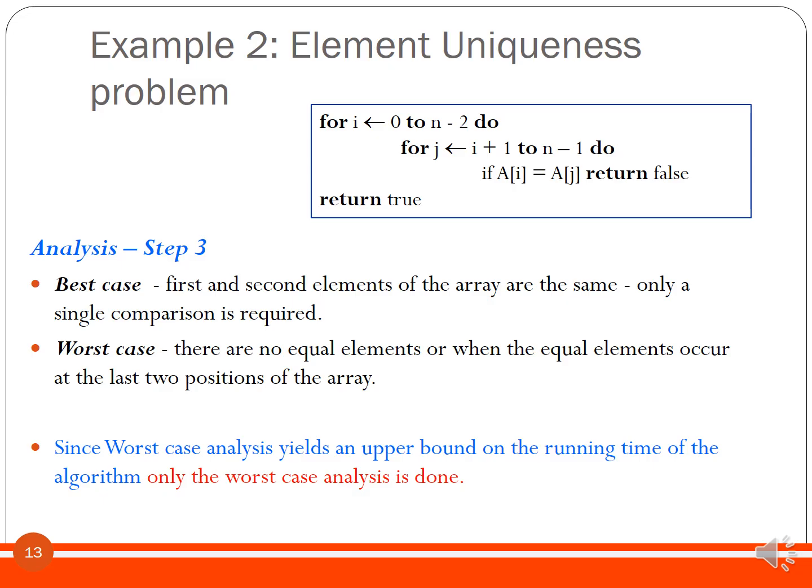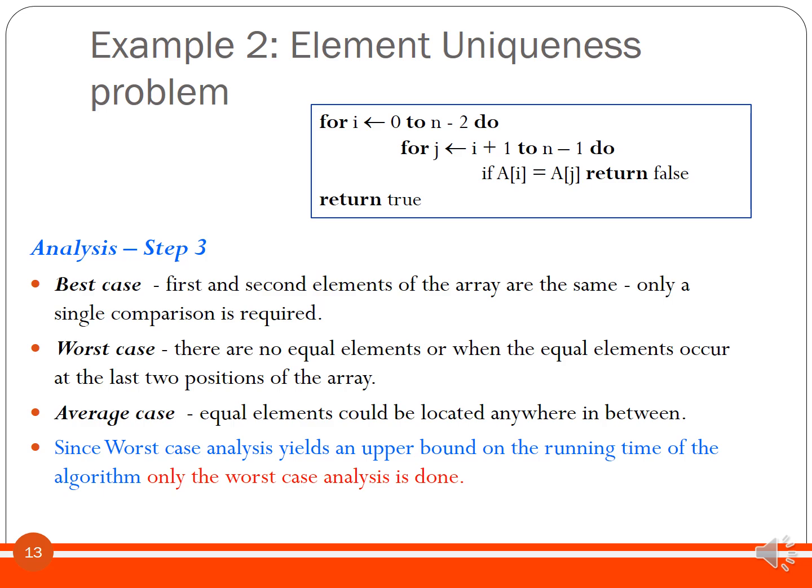So in the best case, the first two elements are identical. Only one comparison is needed. In the worst case, there are no duplicate elements or duplicates appear only at the end of the array. In practical analysis, we usually focus on the worst case because it provides the maximum running time.